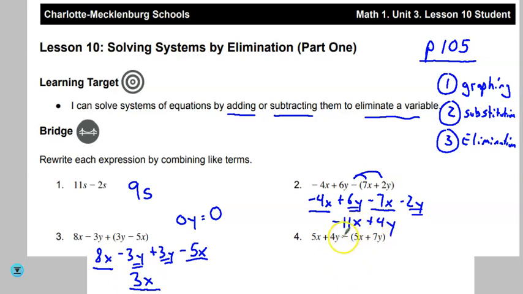And then finally, if you're going to subtract in front of the parentheses, it has to distribute to both of them. 5x plus 4y minus 5x minus 7y. 5x minus 5x, again, that's that 0, so you don't need it. All you have to do is 4y minus 7y, negative 3y.